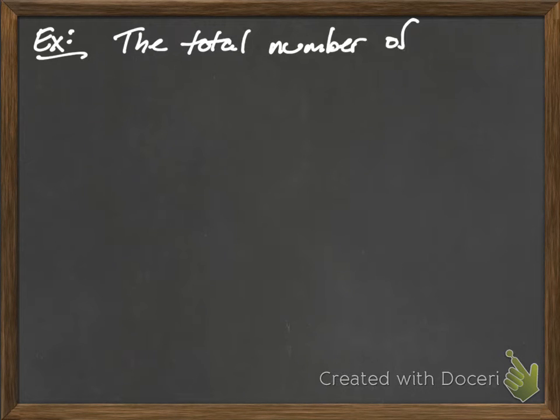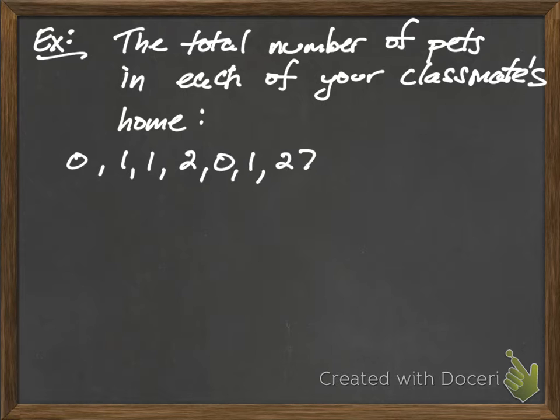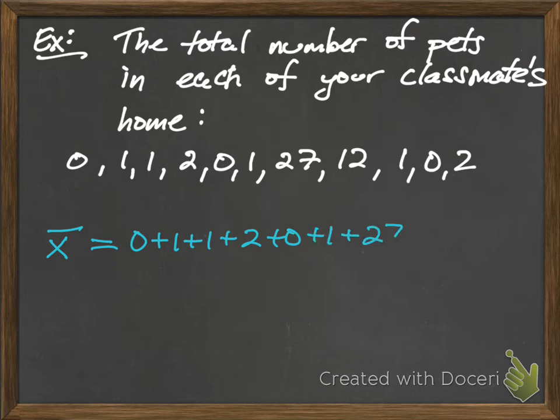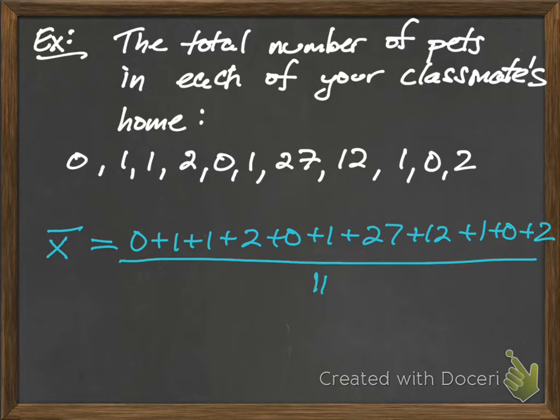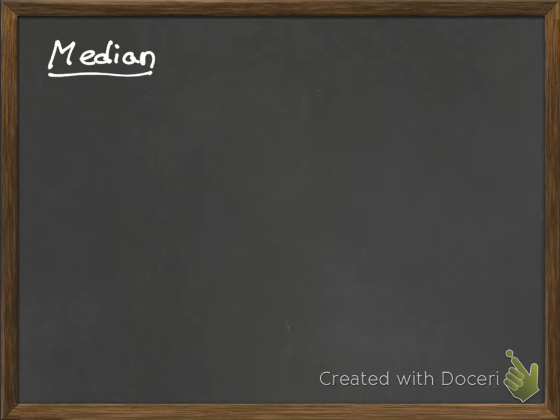So I did a survey before when school started, and I asked you how many pets you have living in your home. So these are the numbers that you guys gave me. Let's find the average. We just simply say X bar equals the sum of all of these things divided by the number of students in the class, which is 11, and we find that the average number of pets in your homes is 4.27. Who knew? Not very exciting, I know. Not much more to say about that. That should be obvious. Next, let's talk about the median.